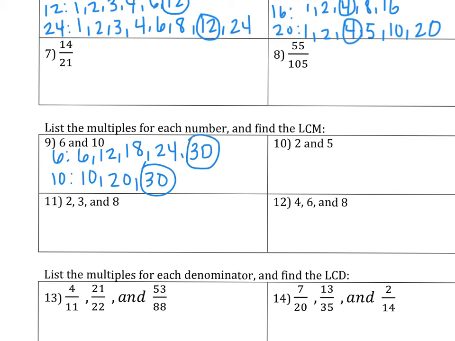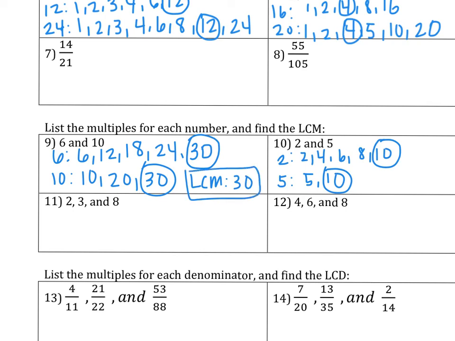Number 10, let's do 2 and 5. So again, I'm going to go through all the multiples of 2 until I can see that 5 would go into one of them. 2, 4, 6, 8, 10. Oh, I know 5 goes into 10. So 5 would be 5, 10. So there is the lowest one that they have in common. So here, lowest common multiple is 30. Lowest common multiple is 10.